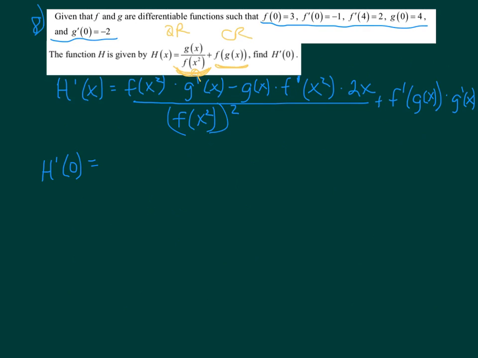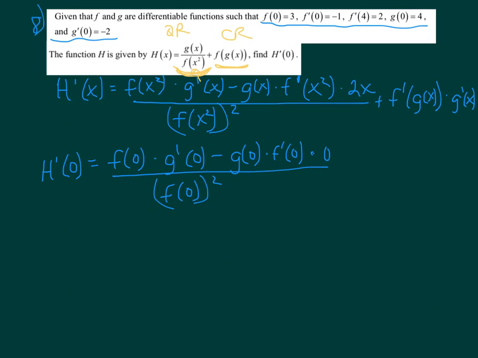Okay, so this would be f of 0 squared, which is just f of 0, times g prime of 0, minus g of 0 times f prime of 0 squared, which is just f prime of 0, times 0, because 2 times 0 is 0, all over f of 0 squared. Okay, plus f prime of g of 0 times g prime of 0.